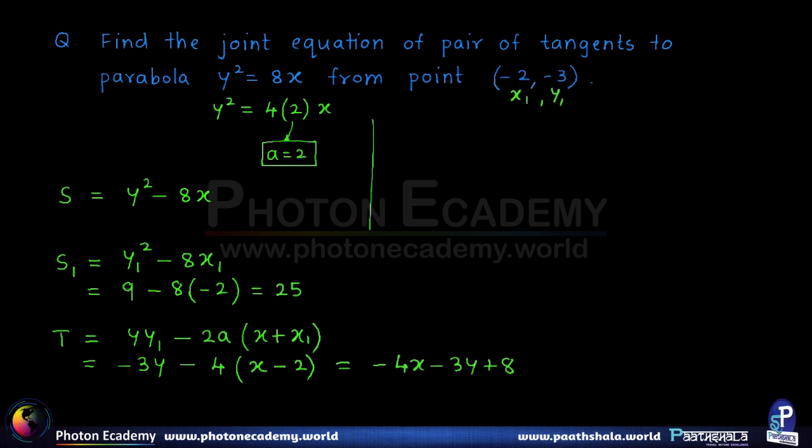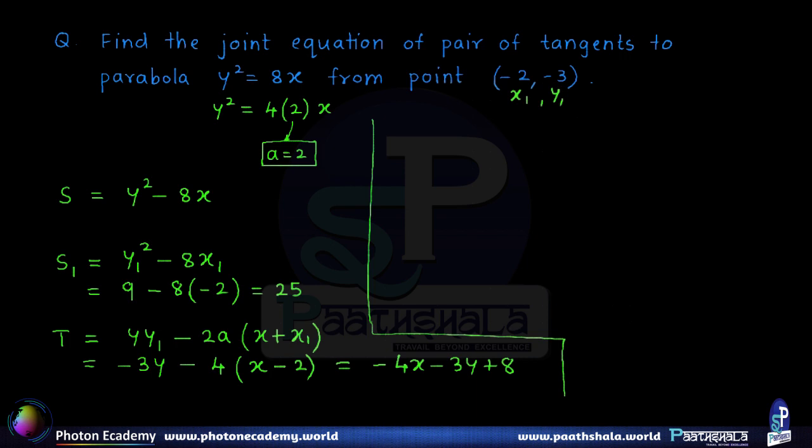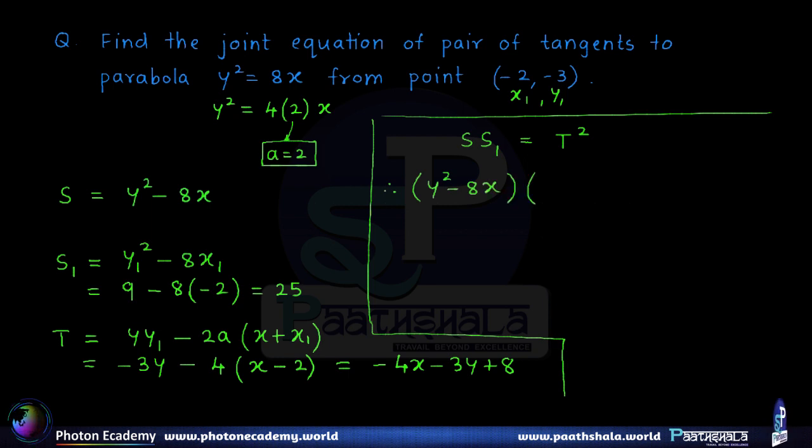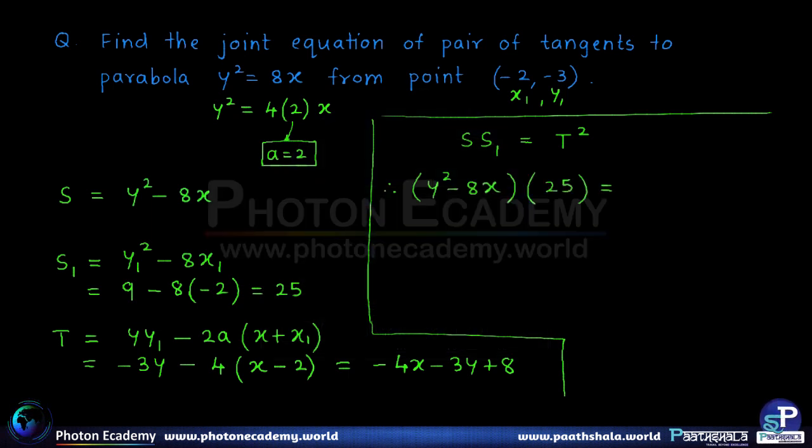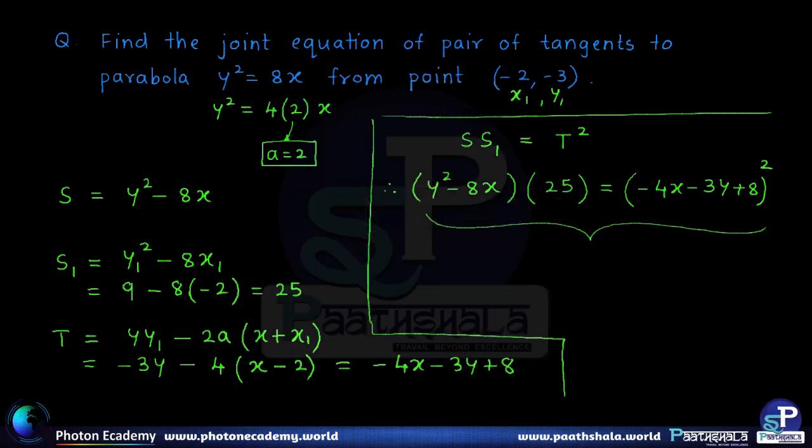Now the joint equation of the pair of tangents is given as S S1 is equal to T square. So let us substitute all the expressions. S stands for y square minus 8x, into S1, which stands for 25, equals T, which stands for minus 4x minus 3y plus 8, the whole square. So on simplifying this equation we will finally get the joint equation of the pair of tangents in the most simplified form.